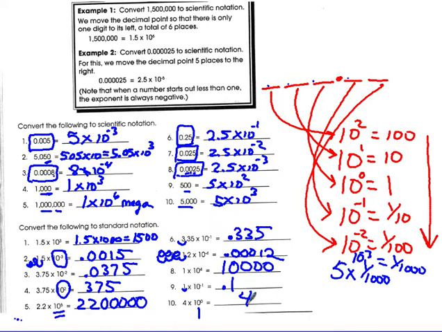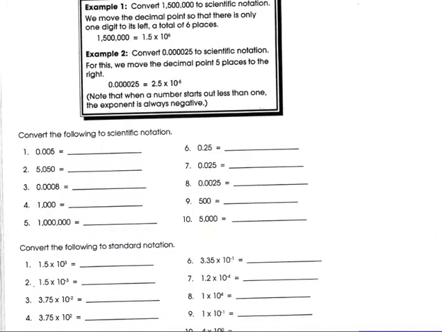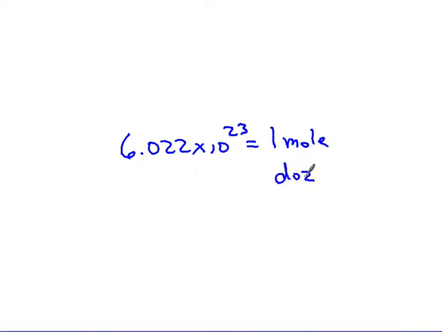I hope this helps you. I'm going to show you the number that we deal with a lot. And that's Avogadro's number. That is 6.022 times 10 to the 23rd. That is equal to 1 mole of something. I like to liken this to a dozen. If I say I have a dozen of something, you know I have 12. Well, here, 1 mole of something is just 6.022 times 10 to the 23rd.